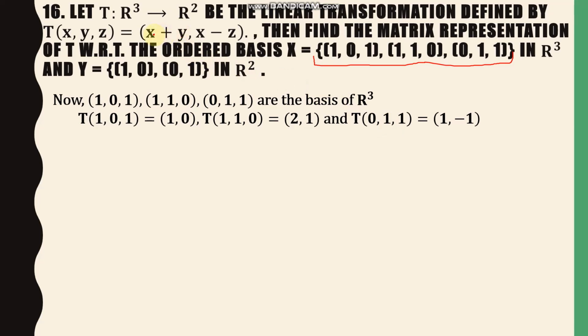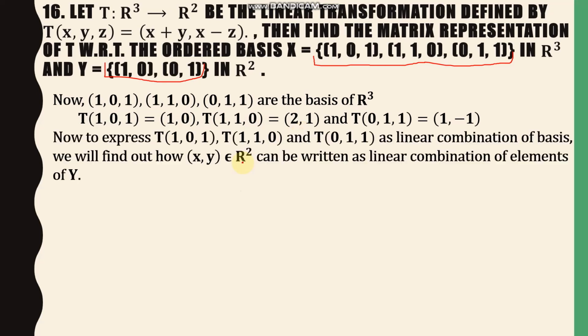So x equal to 0, y equal to 1. So 0 plus 1 will give me 1, and 0 minus 1 will give me minus 1. Now what we have to do is express these images in terms of (1,0), (0,1), which is the basis of R2. We have to express the images in terms of (1,0), (0,1).